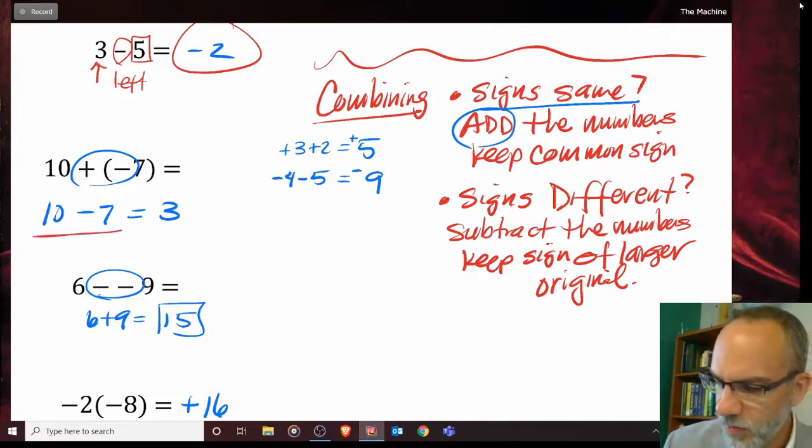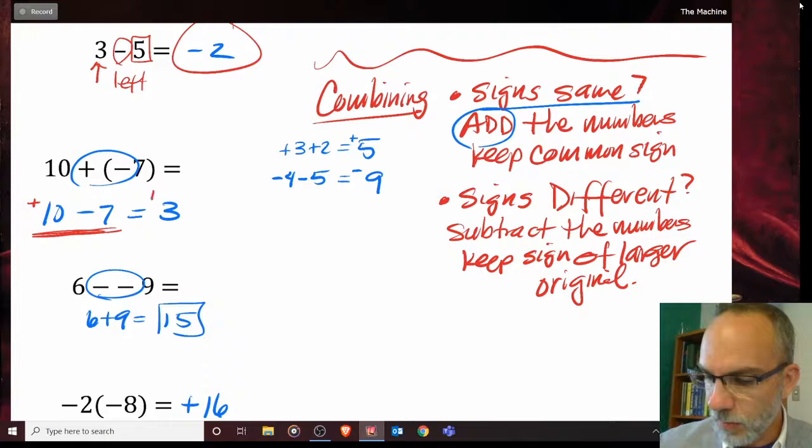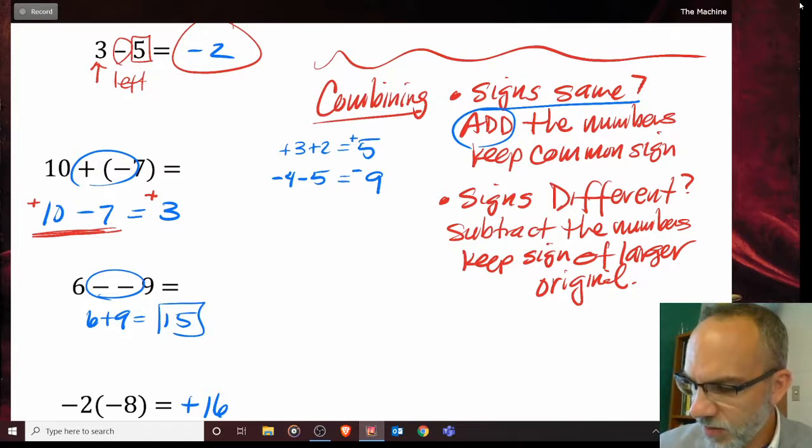Once I get to this point, the 10 minus 7, are the signs the same? No, because the sign on the 10 is a positive, even though it's not written there. Are the signs the same? No. What do you do with the numbers? Subtract them. What's the difference between 10 and 7? Don't worry about positives or negatives, just what's the difference? 3. Keep the sign of the larger number. Positive 3. If we were doing something with a negative sign, let's make it positive 5 minus 8.